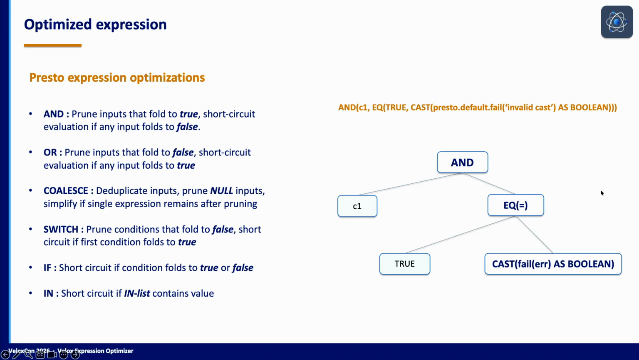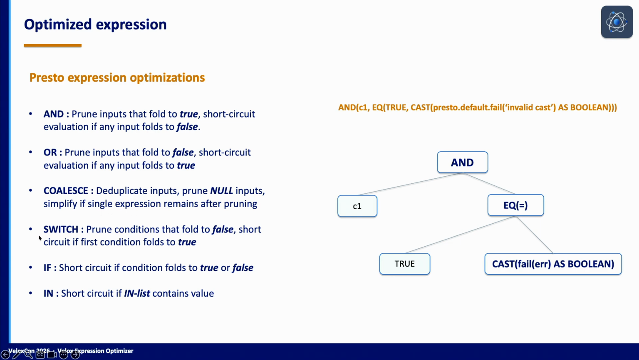In this example, we took a look at the coalesce and if logical rewrites that Presto does, but it has a bunch more logical rewrites that in conjunction with constant folding really optimize your expression. Let's take a look at the conjunct expression. Let's say you have inputs that have been folded to true. Presto just prunes those inputs. And if you have any input that folds to false, it short circuits evaluation and returns false instead. Similarly, for a disjunct, it prunes false inputs and then short circuits evaluation to true if possible. And for a coalesce expression, it deduplicates inputs, prunes nulls, and simplifies if there's a single expression remaining, as we saw in the example.